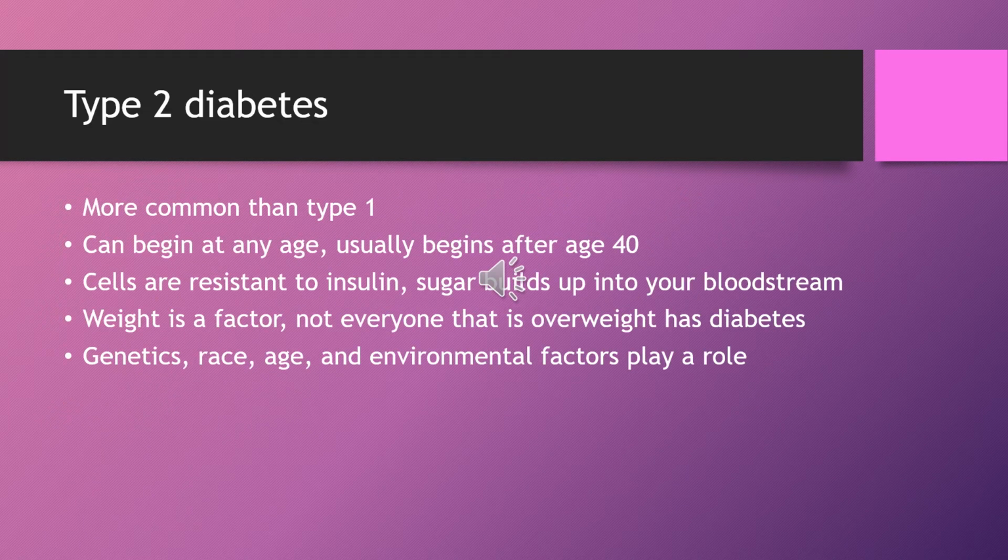Type 2 diabetes. Type 2 diabetes is more common than type 1. It can begin at any age, but usually begins after age 40. Cells are resistant to insulin and sugar builds up in your bloodstream. Weight is a factor, but not everyone that is overweight has diabetes. Genetics, race, age, and environmental factors play a role in if someone will get diabetes.